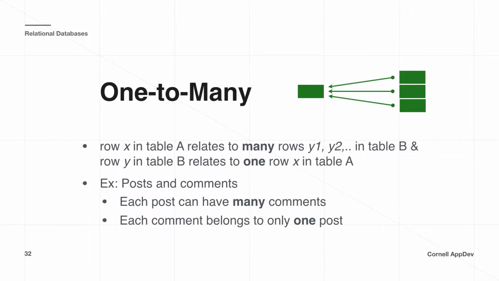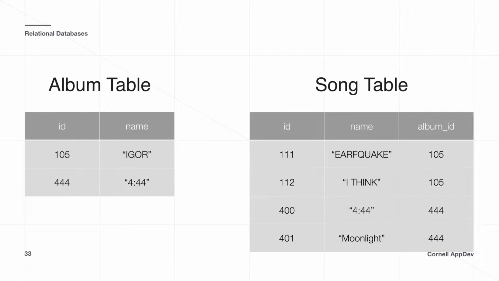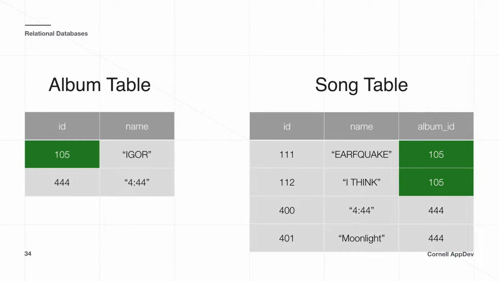So we'll go through another table example here. Say we have a music streaming service. We want to have albums and songs. So album has its name, songs has also its name, and then major key, the album ID.